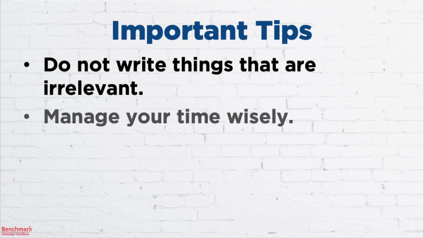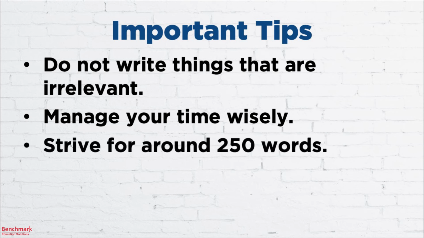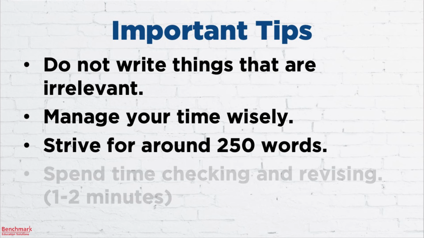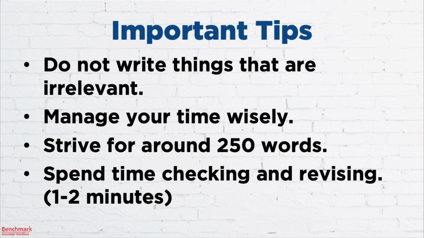Be sure to manage your time wisely. If you spend 2 minutes preparing, you should spend around 15 or 16 minutes writing and leave the rest of the time for checking and revising. As we mentioned earlier, strive to have around 250 words. This is a good amount of words that ensures you'll get a good score for form. Spending 1 to 2 minutes checking and revising will help you catch minor typing and spelling mistakes, and fixing them could improve your score. This is a very important step, so don't skip it.